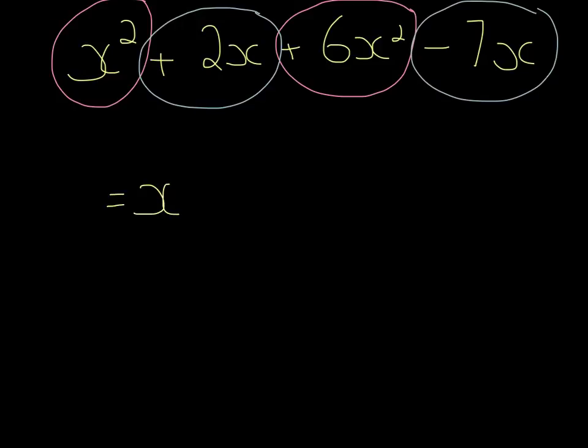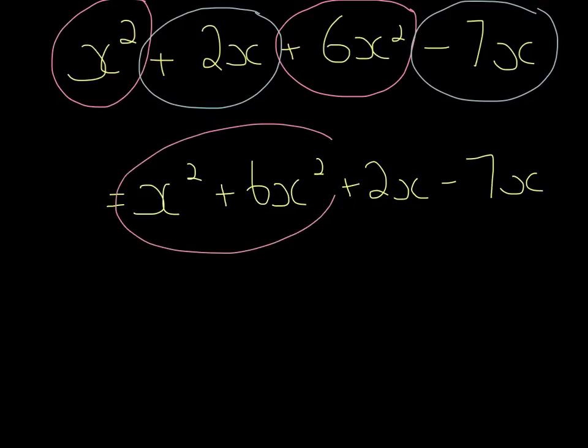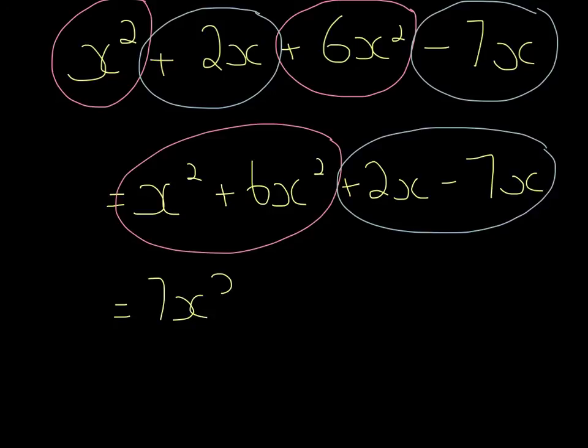We've got x squared plus 6x squared plus 2x minus 7x. Let's check that our like terms are together. There's our squares, and there's our just x's. We finish by simplifying our bunched terms. So we've got x squared plus 6x squared. That's 7x squared. And we've got 2x minus 7x, so that puts me in the negatives at negative 5x.